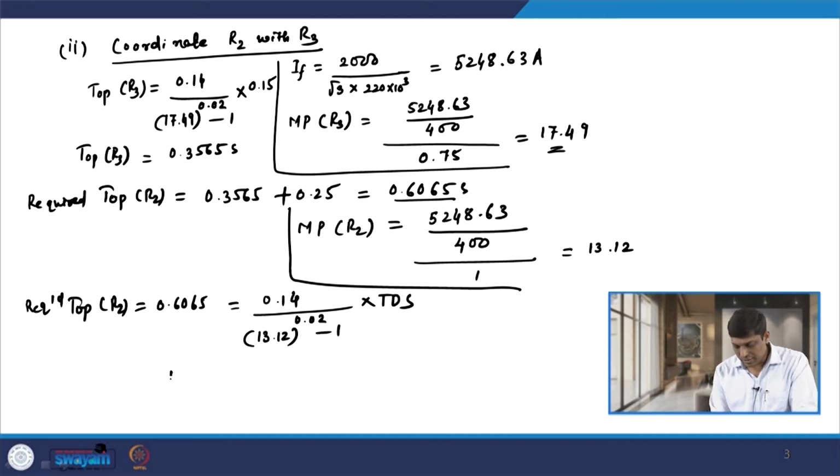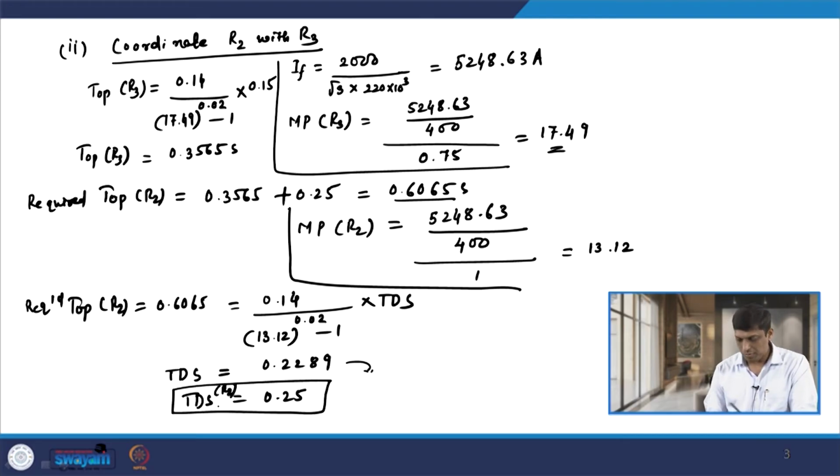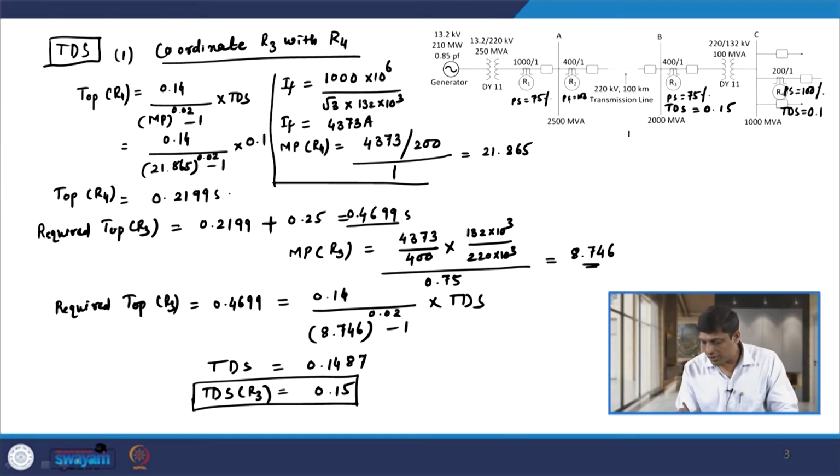If we solve this, we have the value of TDS equal to 0.2289. The next available value beyond this is 0.25, so we can select the TDS of relay R2 as 0.25. Let us mark this value here also. So, the TDS for relay R2, that is 0.25, we have already calculated.